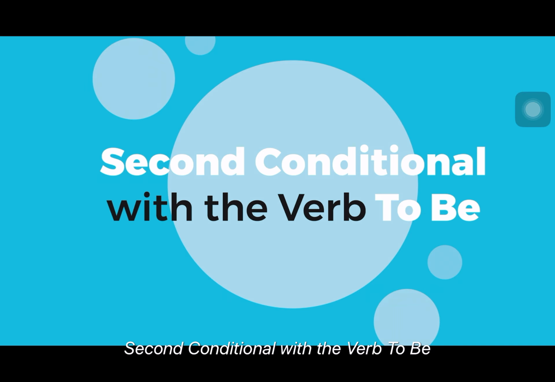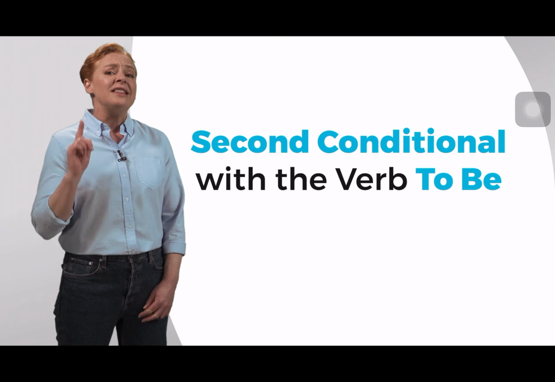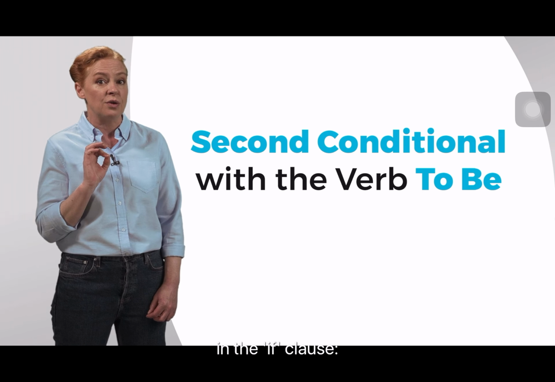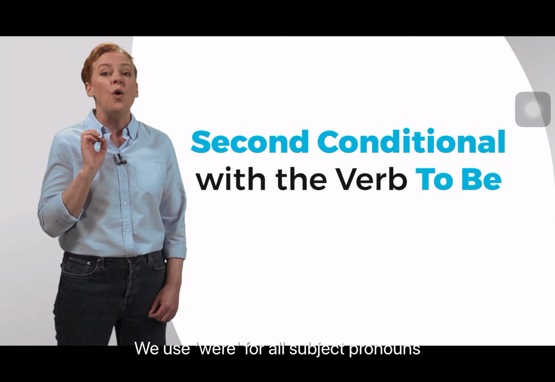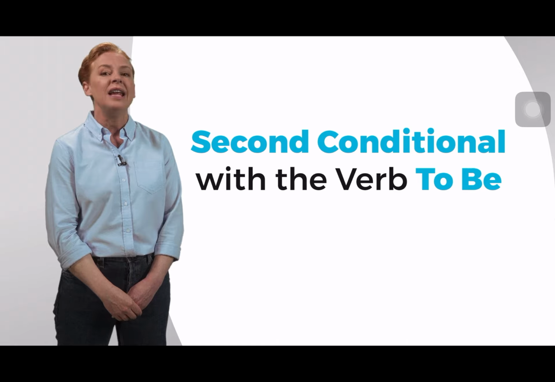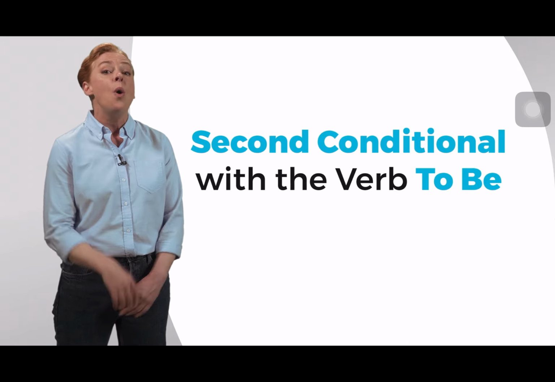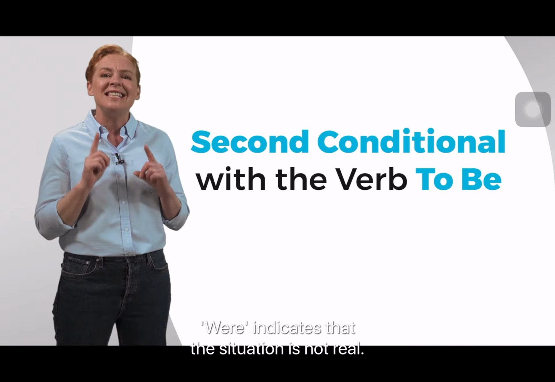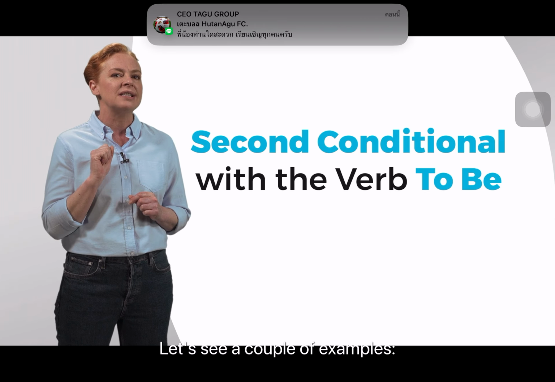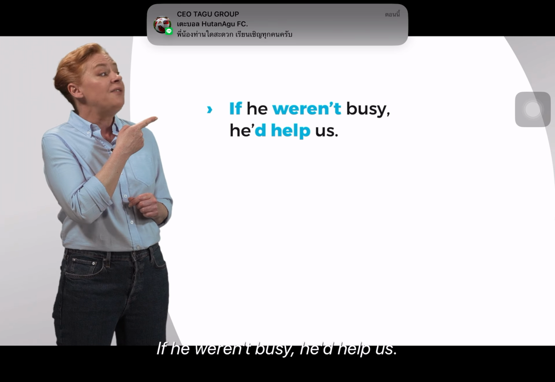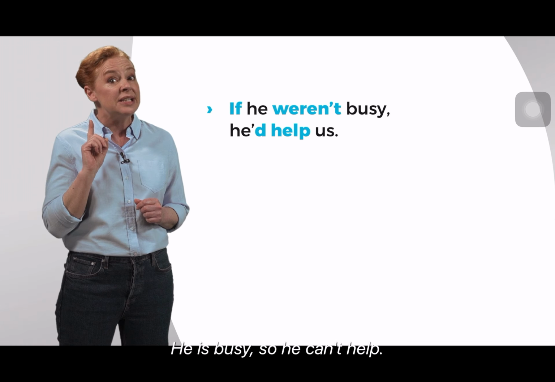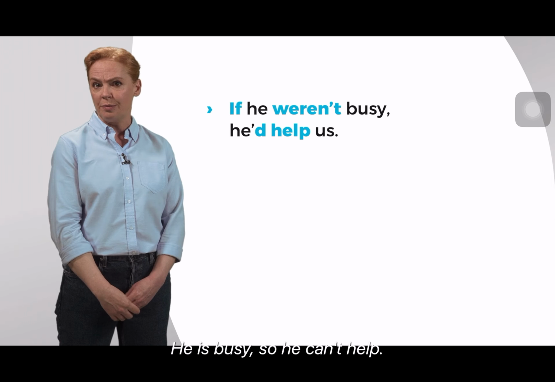Second conditional with the verb to be. There is an important rule about using the verb to be in the if clause. We use were for all subject pronouns when talking about hypothetical imagined situations. Were indicates that the situation is not real. Let's see a couple of examples. If he weren't busy, he'd help us. He is busy, so he can't help.